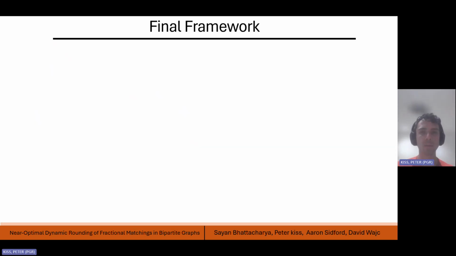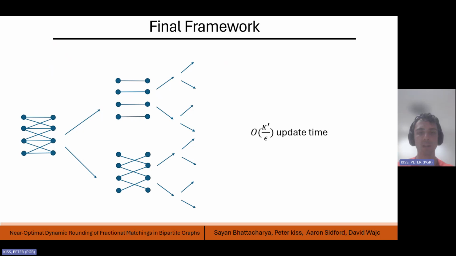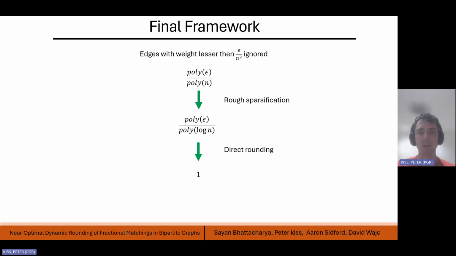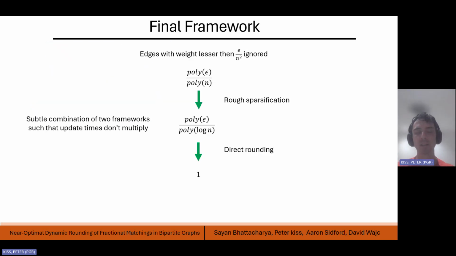Right. So let's take a brief look at our final framework. The very tiny edges with weight less than 1/epsilon over n squared are ignored. From poly epsilon to over poly n, we use a rough sparsification algorithm mentioned here, or a variant of this. And then we directly round this fractional matching without ignoring its internal structure to integral using the first algorithm mentioned. And note that there's subtle work here to combine these two algorithms such that their update times don't multiplicatively add up, they just additively work together.